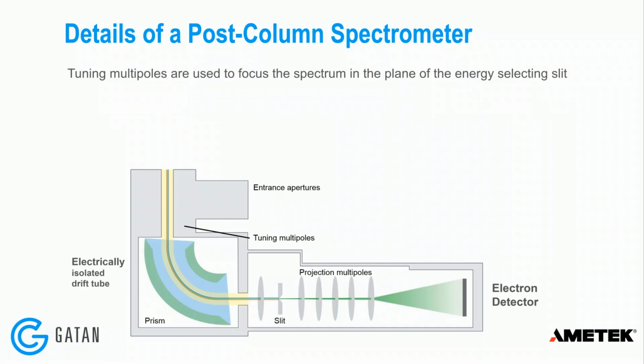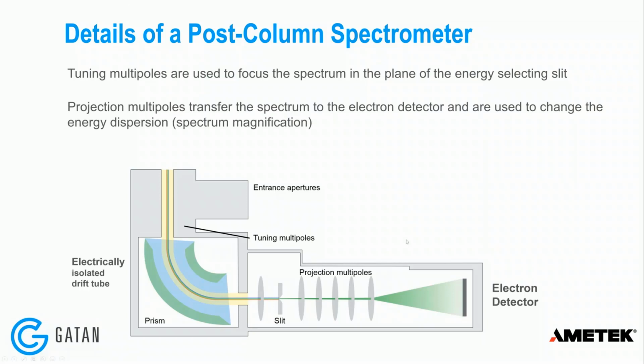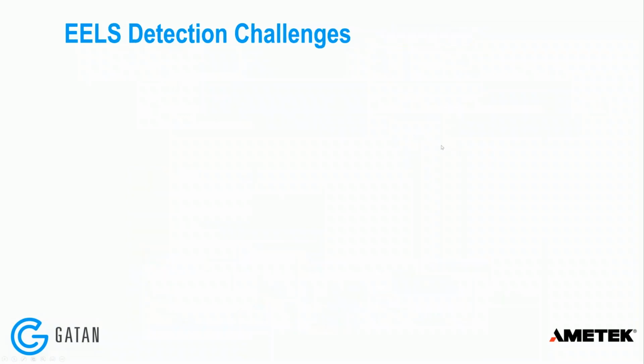We have tuning multipoles that are used to focus the spectrum in the plane of the energy selecting slit. And then after the slit, we have projector multipoles. The projector multipoles are used to change the energy dispersion, or the spectrum magnification, and also transfer the spectrum to the electron detector. So there are a few challenges when we want to detect the EELS spectrum.